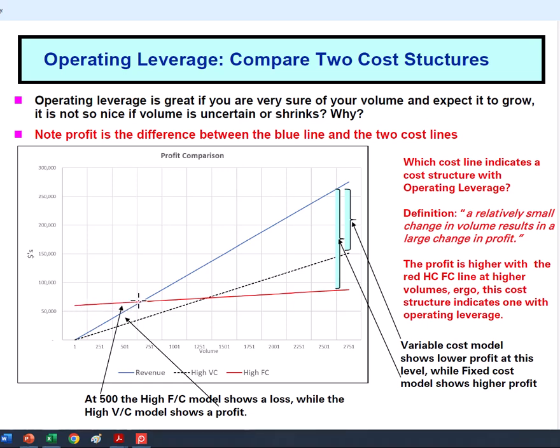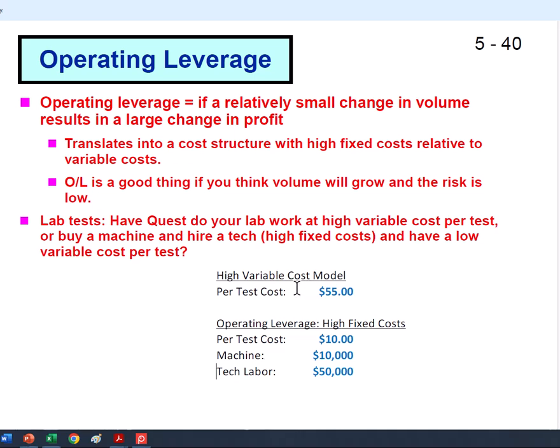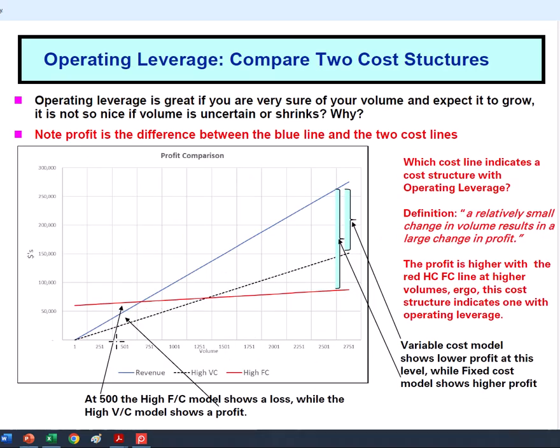We don't start making money until about 600, let's just call it 625. We've lost money, and then we start to make money. With our high variable cost model, $55 per test, if we don't do many tests, we don't have any costs, right? If we do zero tests, we have zero costs. So in the high fixed one, we have zero tests. We still have that $60,000 cost.